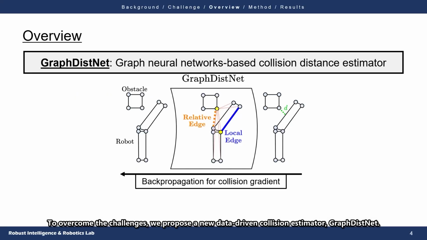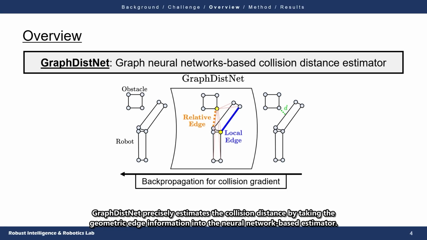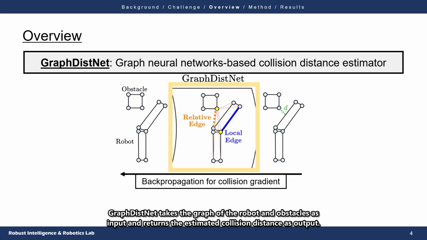To overcome the challenges, we propose a new data-driven collision estimator, GraphDistNet. GraphDistNet precisely estimates the collision distance by taking the geometric attribute information into the neural network-based estimator. GraphDistNet takes the graph of the robot and obstacles as input and returns the estimated collision distance as output.